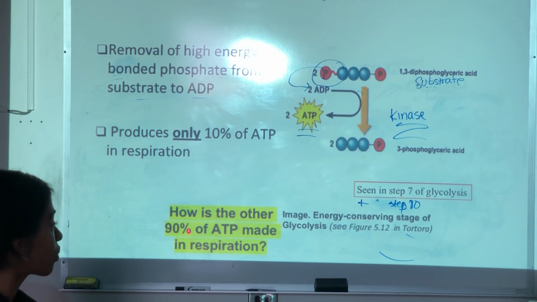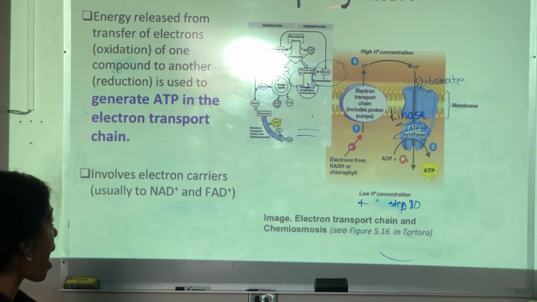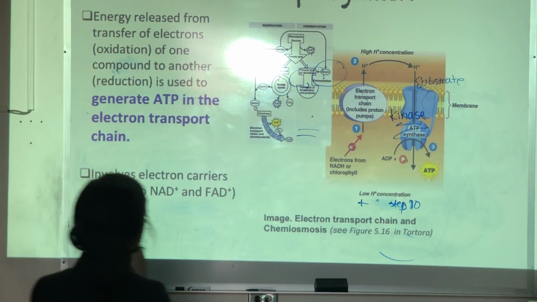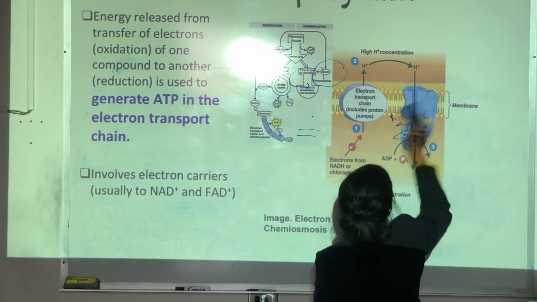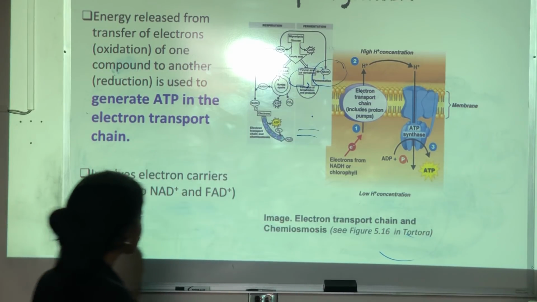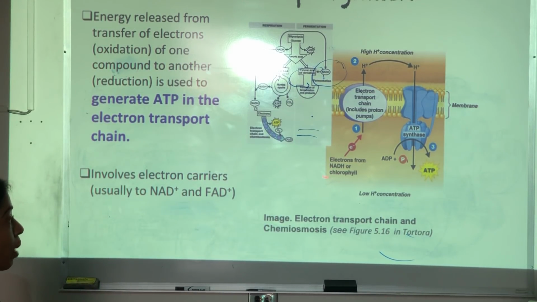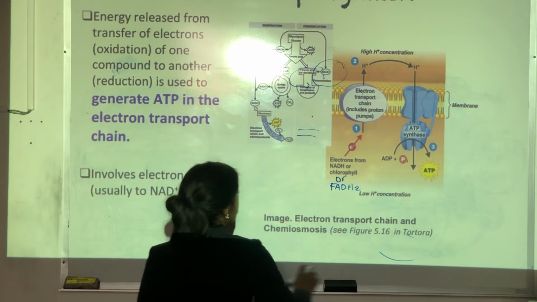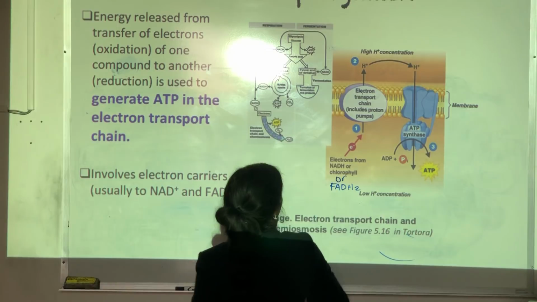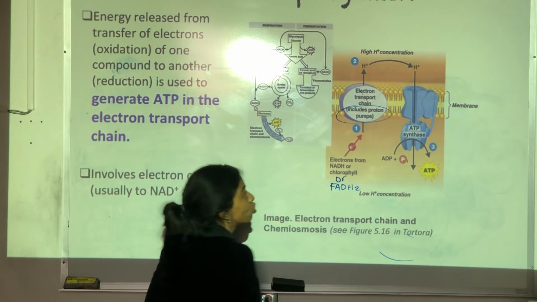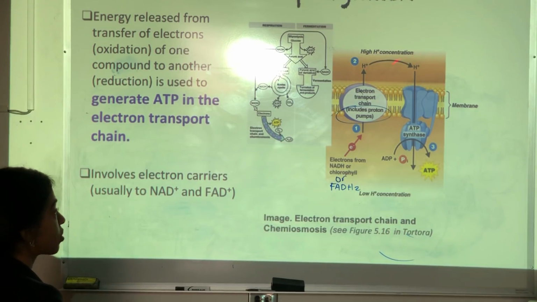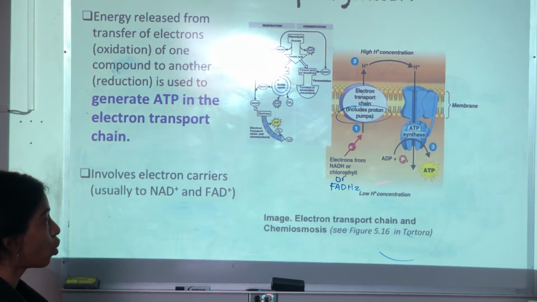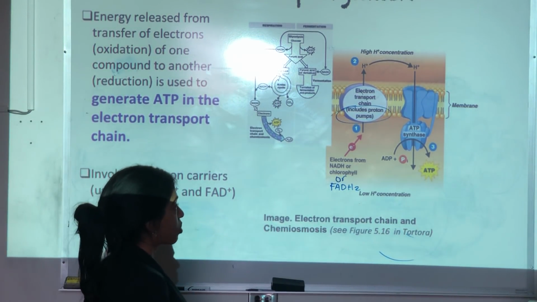So how is the other ATP made? It's made in oxidative phosphorylation, and oxidative phosphorylation is when the energy is generated through the electron transport chain. So remember, the electrons are coming from NADH or FADH2. Those electrons will go across the electron transport chain, and we have proton pumps that will push the protons outside, and this will create a high concentration of protons compared to a low concentration on the inside of the membrane.